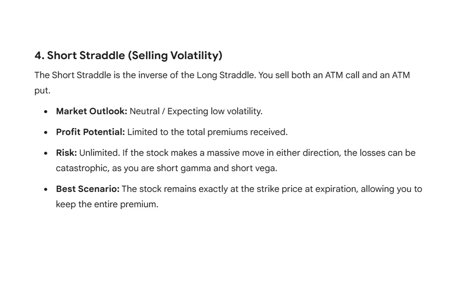4. Short straddle: selling volatility. The short straddle is the inverse of the long straddle. You sell both an ATM call and an ATM put. Market outlook: neutral or expecting low volatility. Profit potential: limited to the total premiums received. Risk: unlimited. If the stock makes a massive move in either direction, the losses can be catastrophic, as you are short gamma and short vega. Best scenario: the stock remains exactly at the strike price at expiration, allowing you to keep the entire premium.